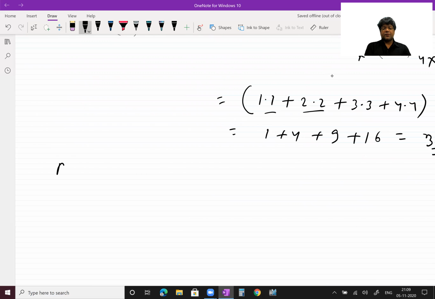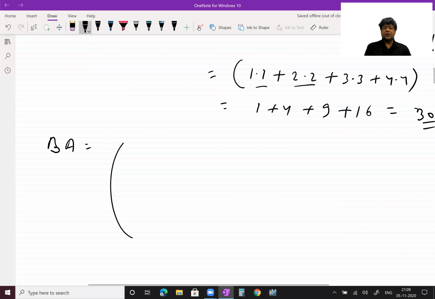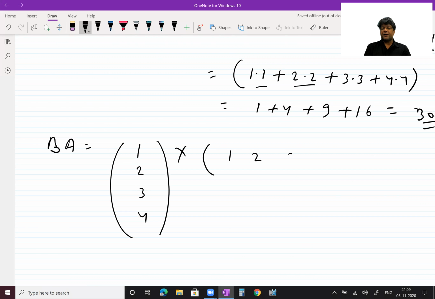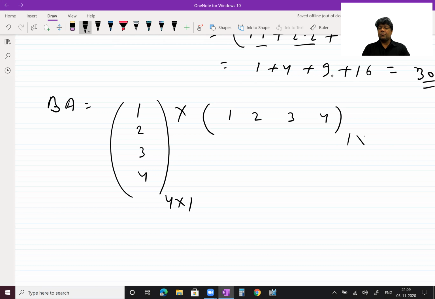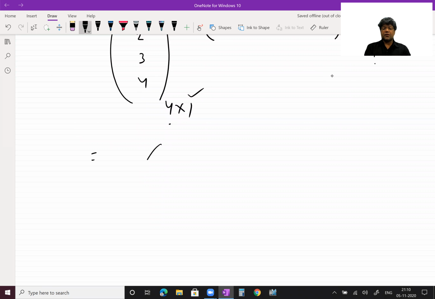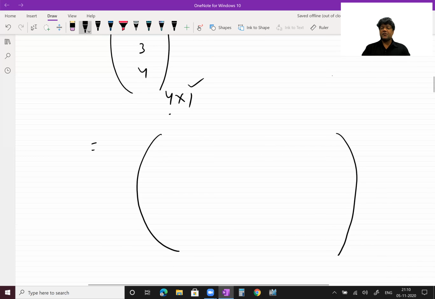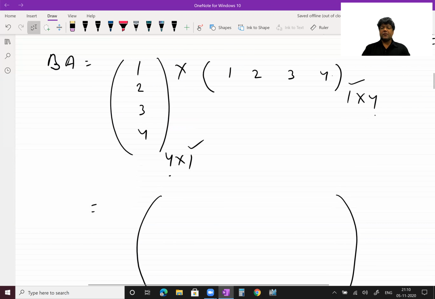Now suppose you want to check whether BA is possible. B is our column matrix, 1 2 3 4, multiplied by A, the row matrix 1 2 3 4. Check whether the product is possible. This is 4 rows, 1 column, and here 1 row and 4 columns. The number of columns in the first is equal to the number of rows in the second. Yes, the product is possible. But the result will be 4 by 4, meaning 4 rows and 4 columns, which is 16 elements.